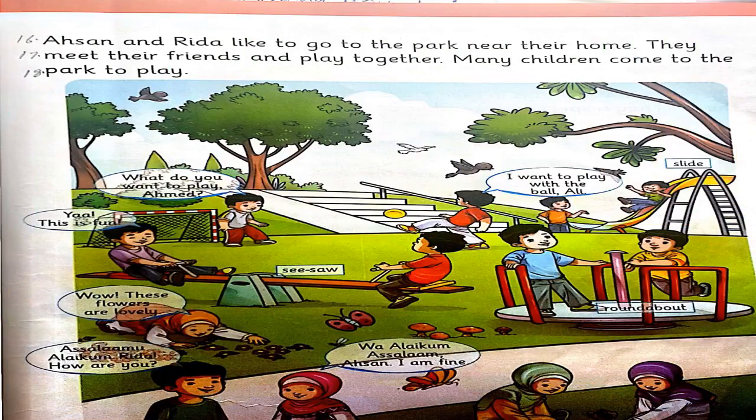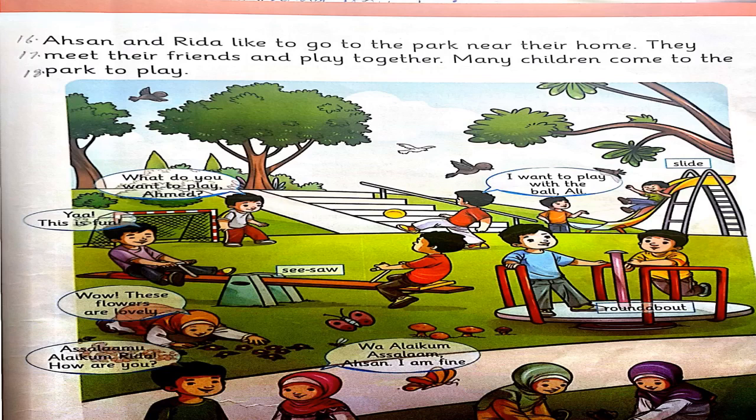All right, take out the next page, page number 21. Start writing numbers from 16, 17, 18. We have only 3 lines on this page. Put your finger on line number 16. Ehsan and Rida like to go to the park near their home. They meet their friends and play together.